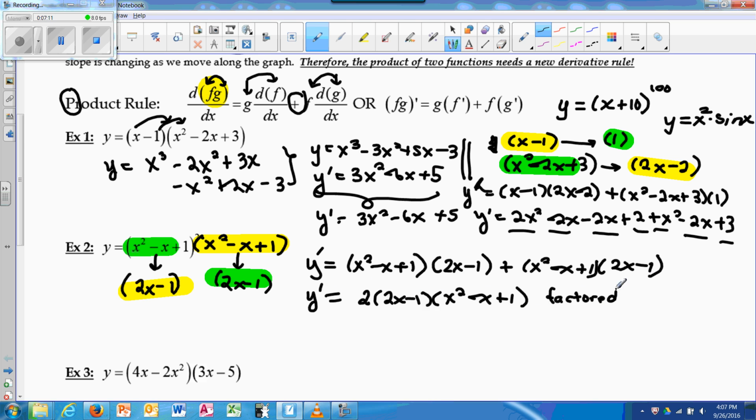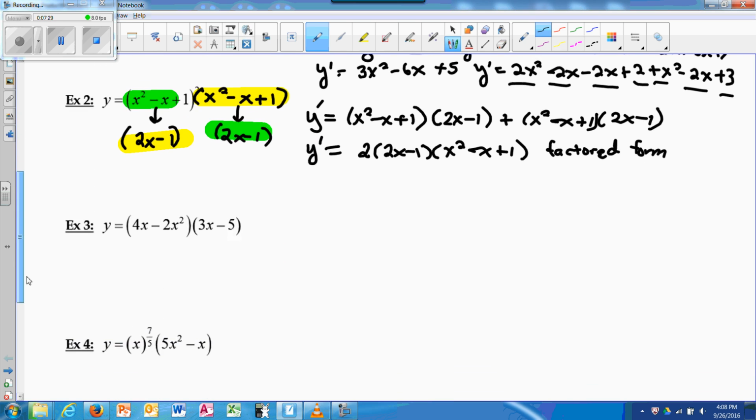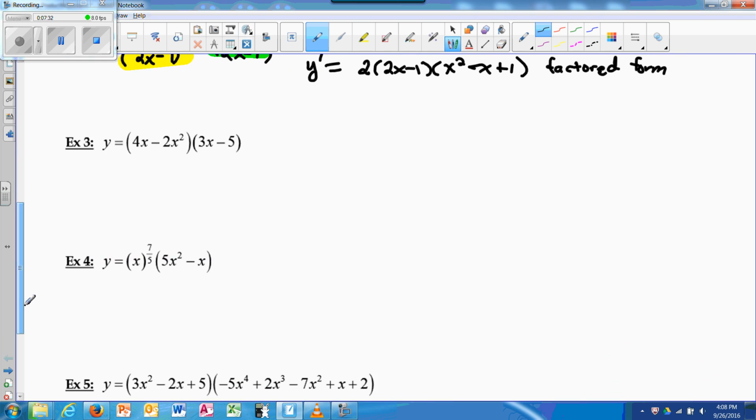We actually prefer factored form, as long as it's simplified factored. Up above, we didn't have a simplified factored form because none of those terms were the same, so we had to simplify it out. But for this particular one, we actually prefer that we leave the factored form since they are all perfectly prime factors.